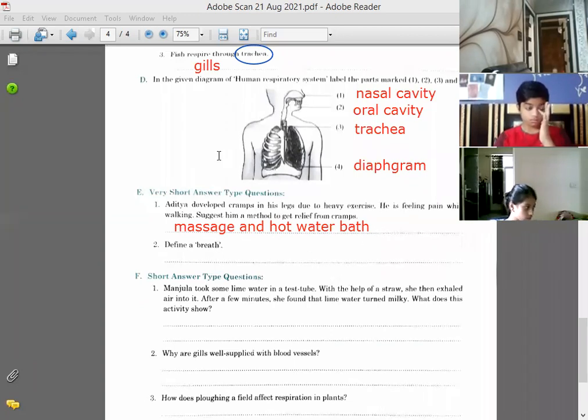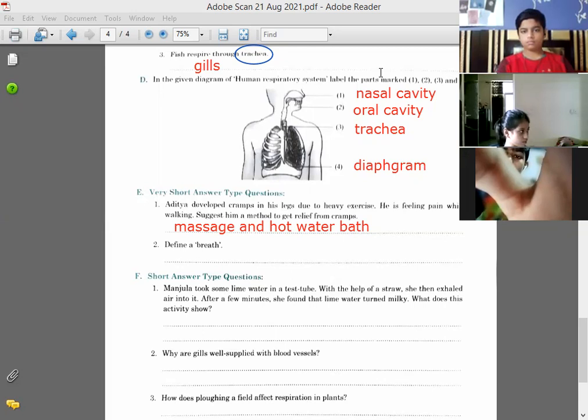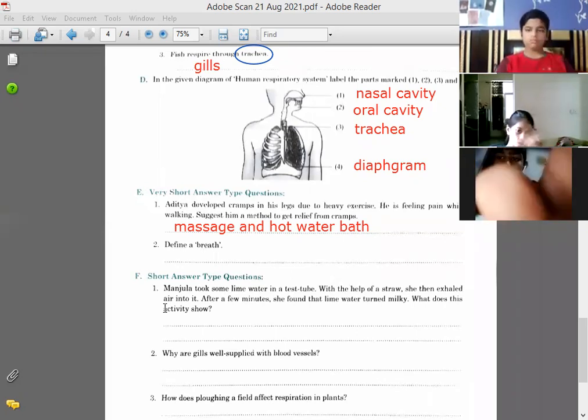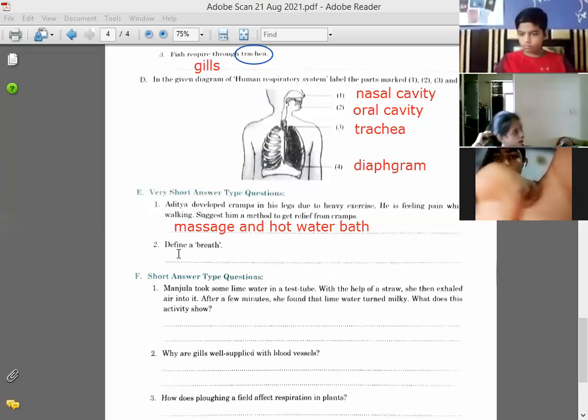Next, define a breath. Kindly tell me how you can define a breath. Mahi Gupta, you know? Yes, ma'am. Inhalation and exhalation through the nasal cavity, the intake of air and exhale of air, that is known as a breath. Kindly write down. Inhale and exhale of air is defined as a breath. Children, write down the definition of breath.